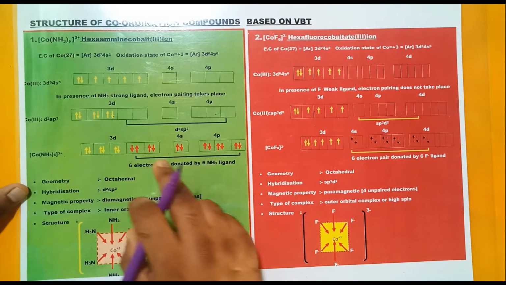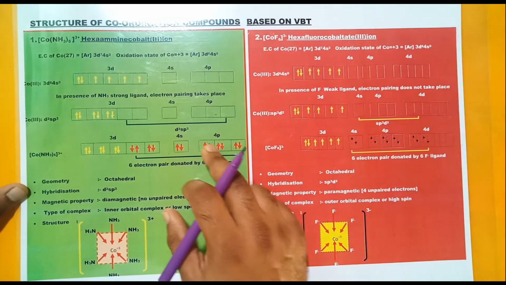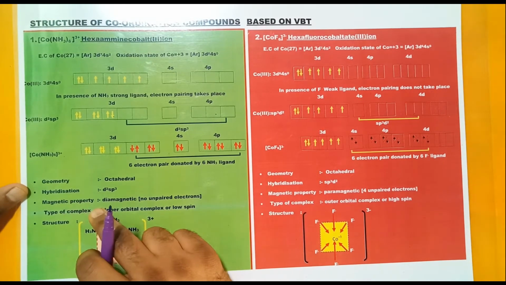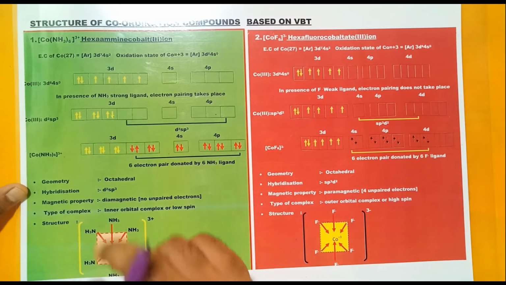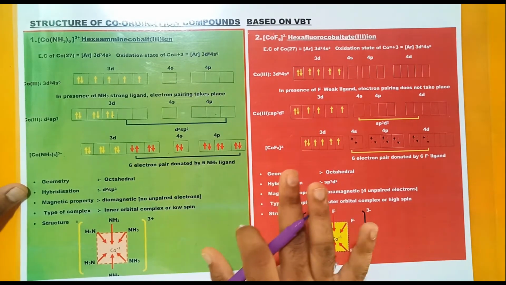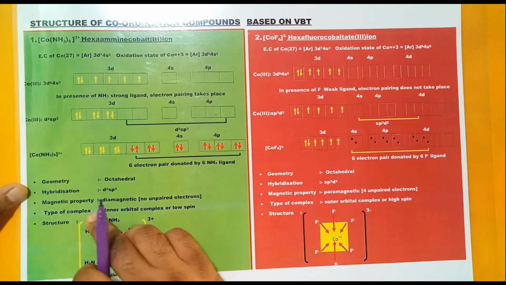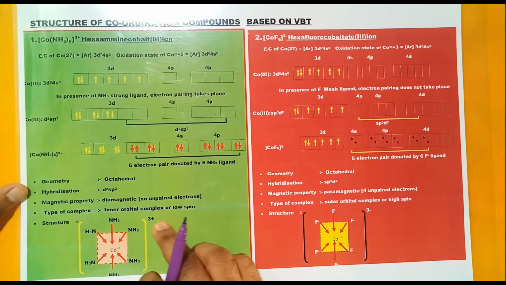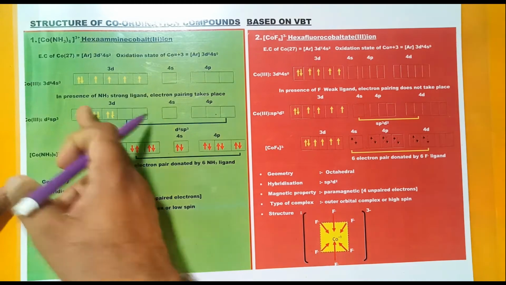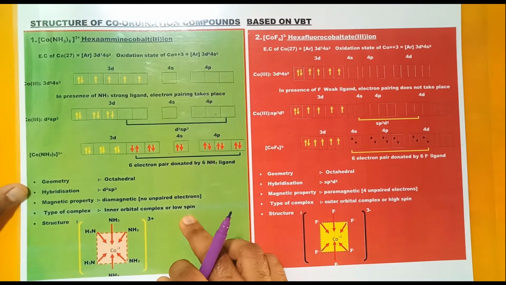So totally, what we can summarize here: the geometry is octahedral because it undergoes d2sp3 hybridization, and the hybridization is d2sp3. The magnetic property is diamagnetic. Why diamagnetic? There is no unpaired electron present here. Is it clear friends? All electrons are paired, so no unpaired electrons are present in this complex. The type of complex is inner orbital complex. Why is it an inner orbital complex? This complex uses the inner 3d orbitals for hybridization, and it is also called low spin.